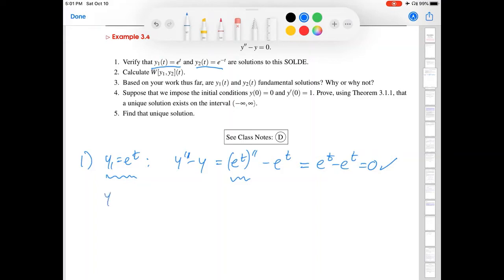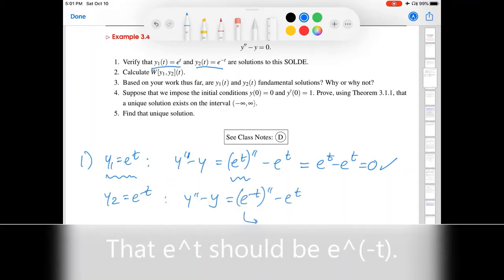Now let's do the same thing for y2, which is e to the minus t. This will be slightly different because of that negative t, but it's just a small application of the chain rule. The first derivative of e to the minus t is negative e to the minus t. Then we differentiate again, which brings down another negative to make it positive e to the minus t. So the second derivative of e to the minus t is e to the minus t. Then we subtract the e to the minus t from the second term, and once again we get 0. So indeed, these two functions solve the ODE up here.